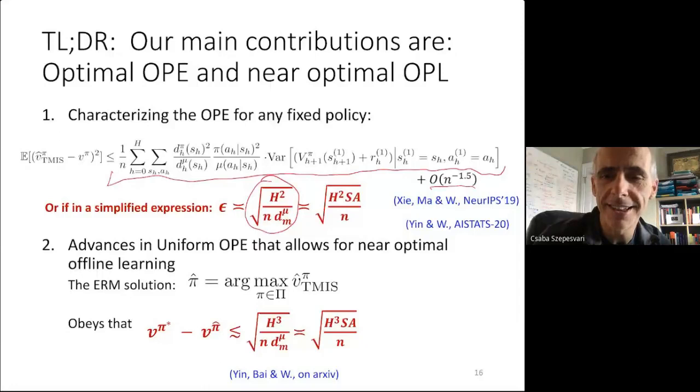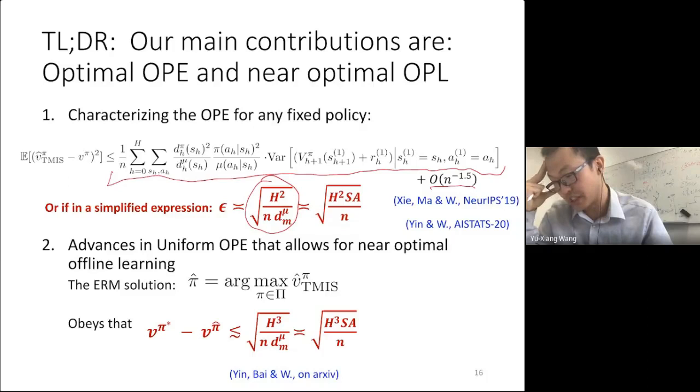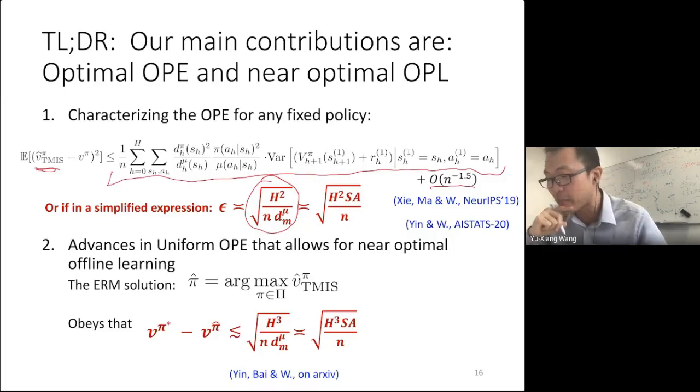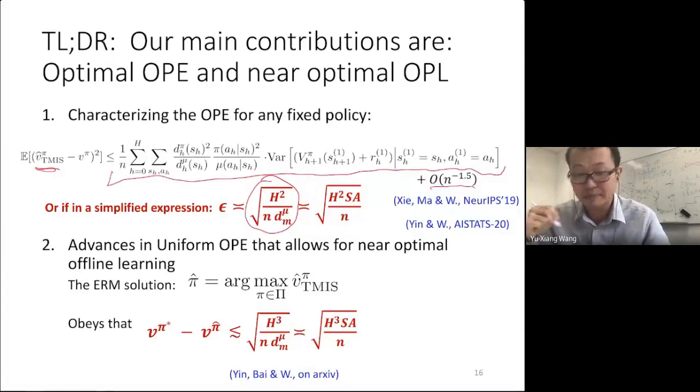And the second thing, which is the actual topic of uniform OPE, is that suppose we put in this estimator that gives you this, and then take the argmax by calculating ERM. The ERM obeys the optimal rate for offline learning, which is square root of H cubed over n d_m. So that's a nutshell of what we have. Now let me compare this to the related literature.